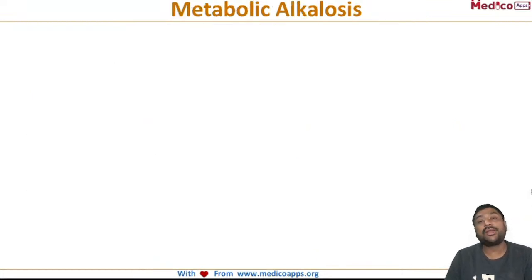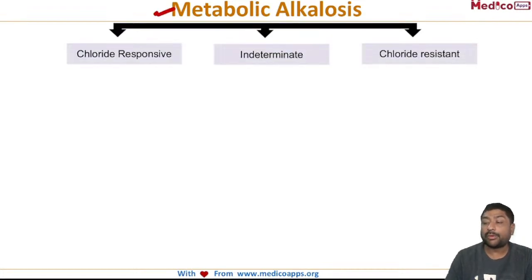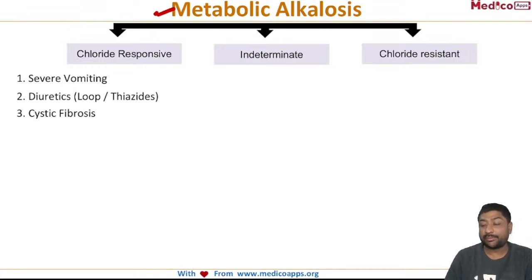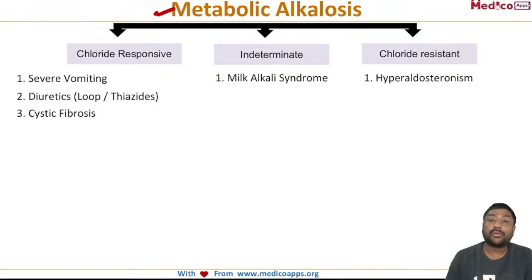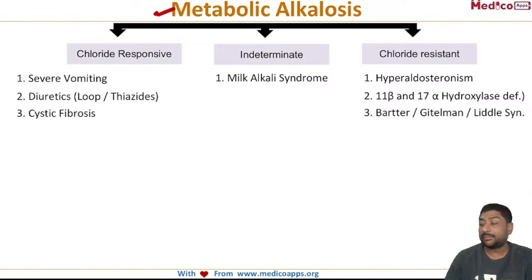Let's quickly look at the metabolic alkalosis causes. I'm just listing them so that you remember for the examination. Metabolic alkalosis is divided into chloride responsive, chloride resistant, and intermediate. Responsive causes are vomiting, loop diuretics, and cystic fibrosis. Intermediate is milk alkali syndrome. All these will cause metabolic alkalosis, but some are responsive, some are not. When we talk about resistant, hyperaldosteronism, 11 beta and 17 alpha hydroxylase deficiency, and Bartter, Gitelman or Liddle syndrome. All these are super important causes of chloride resistant metabolic alkalosis.